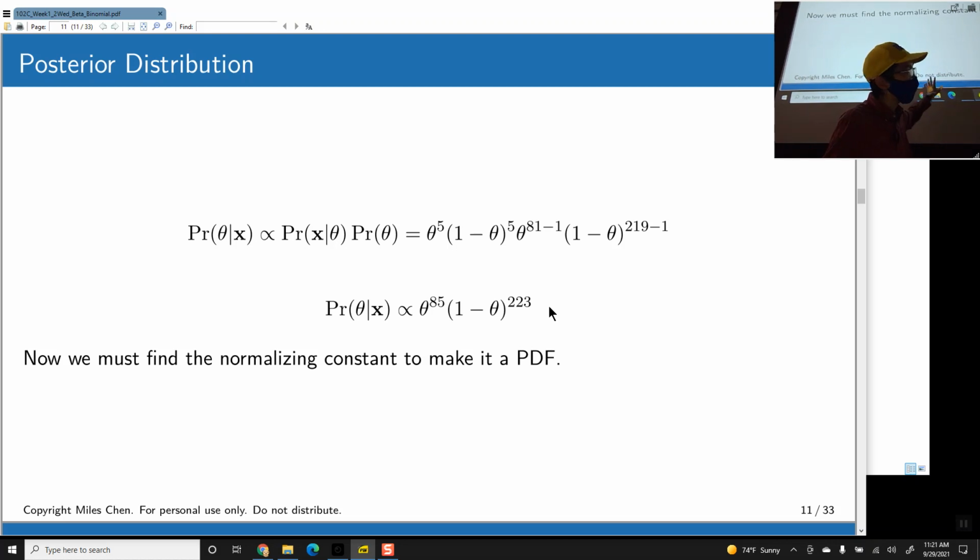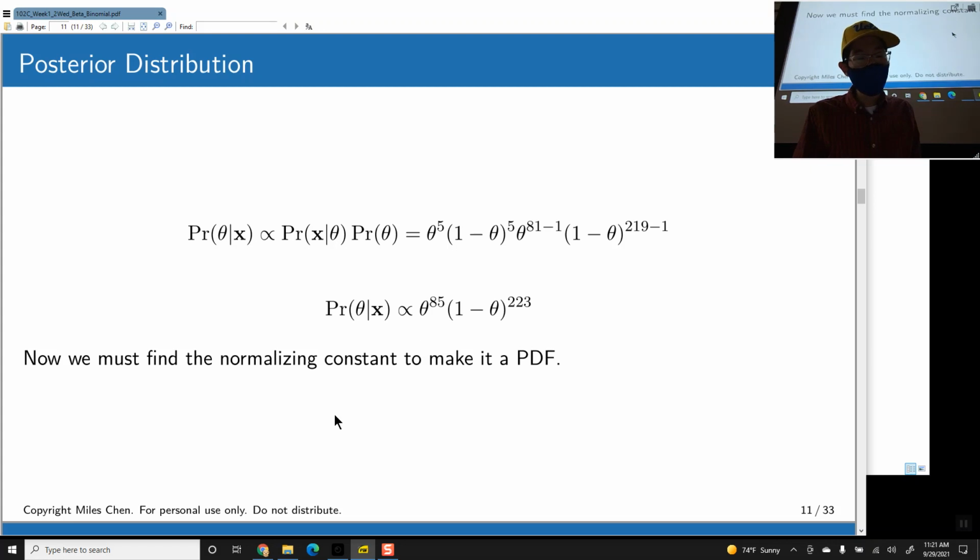It's not a PDF, because if I were to integrate this directly, it's not going to integrate to 1. I need some kind of constant, a normalizing constant, so that when I do integrate it, it's going to integrate to 1. If that's the case, then we can call it a probability density function, PDF.